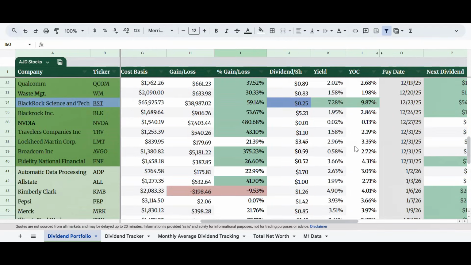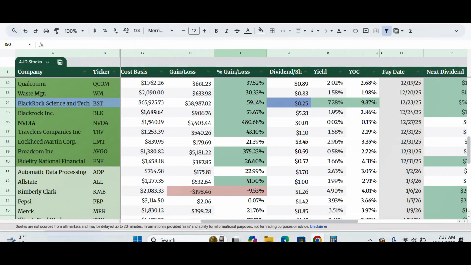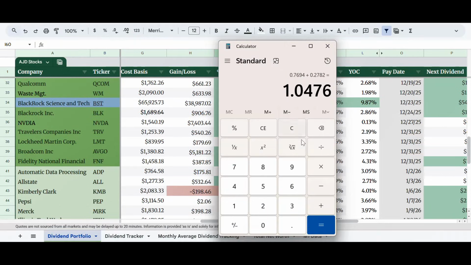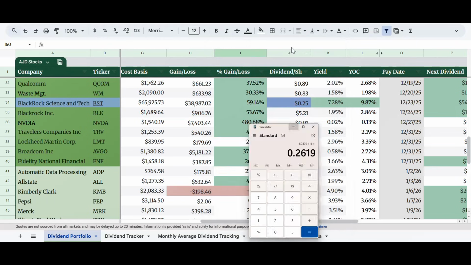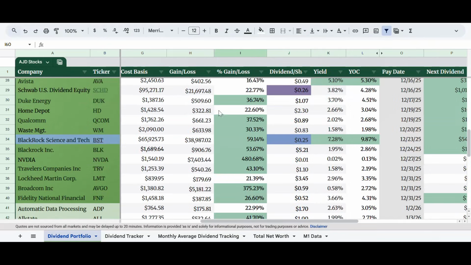But what I did was I put the new trailing. We're going to divide that by 4. So .2619, that's the new 12-month trailing dividend for SCHD. So what I did was I put that into right here, the .2619.